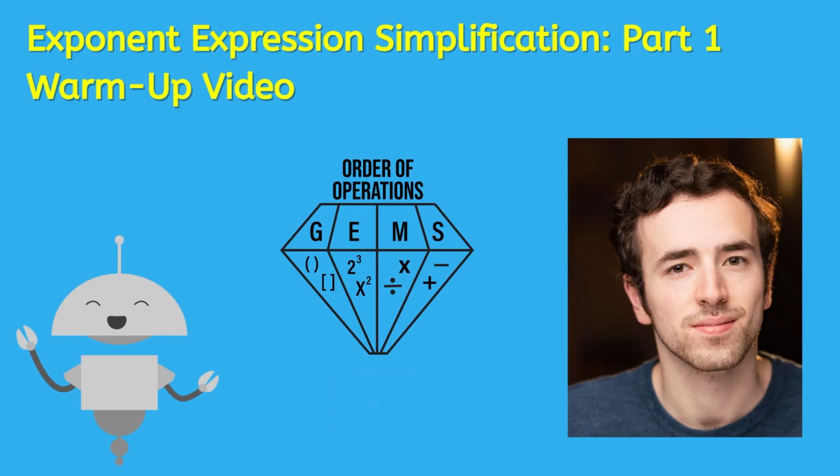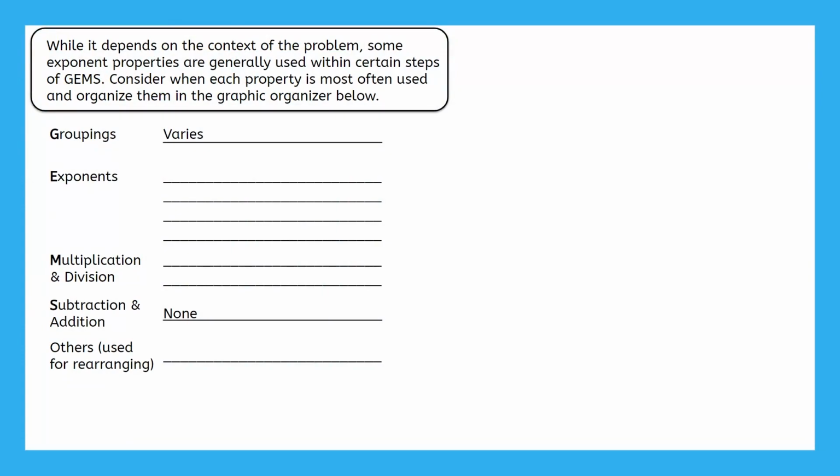While we go over the warm-up activity together, be sure to reflect on your own work and make any adjustments to your notes as I reason my way through this alongside you. While it depends on the context of the problem, some exponent properties are generally used within certain steps of GEMS. Consider when each property is most often used and organize them at the graphic organizer below.